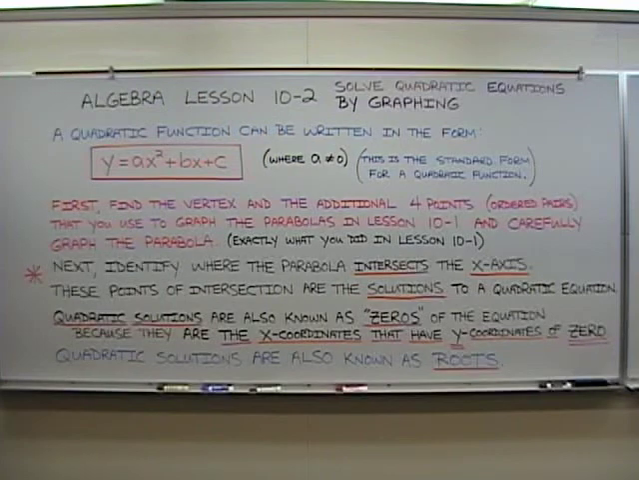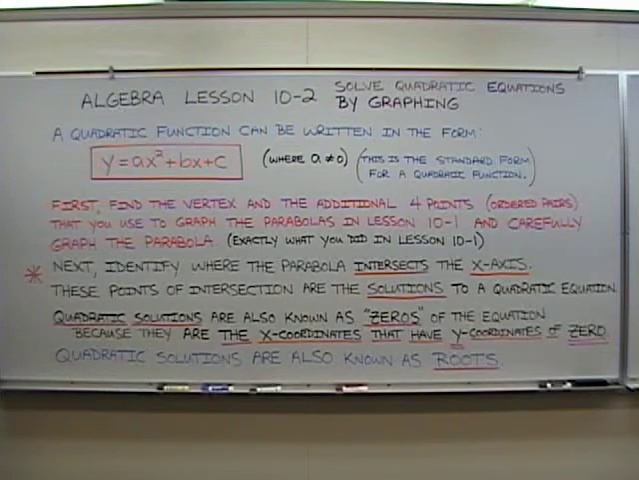You notice that in the notes it says a quadratic function can be written in the form y equals ax squared plus bx plus c, where a, the coefficient of x squared, can't be equal to 0. This is known as the standard form for a quadratic function, and we learned this before in lesson 10-1. If you keep on reading the notes, it says first you have to find the vertex and the additional 4 points or ordered pairs that you use to graph the parabola, just like we did in lesson 10-1, and then carefully graph the parabola.